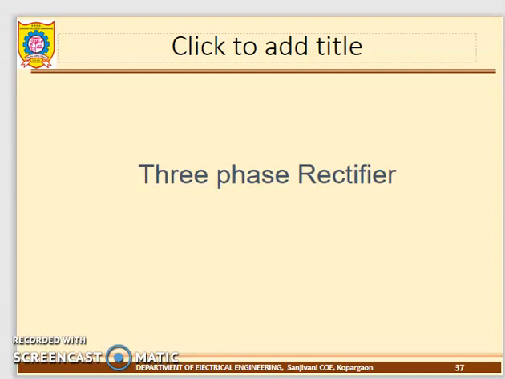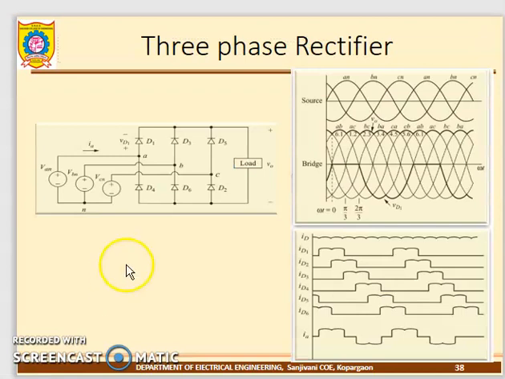Okay, so we go ahead with the three-phase rectifiers. A rectifier is AC to DC conversion. What is a three-phase rectifier? The input consists of three phases: R phase, Y phase, and B phase, or you may write A, B, C. What about these three phases?